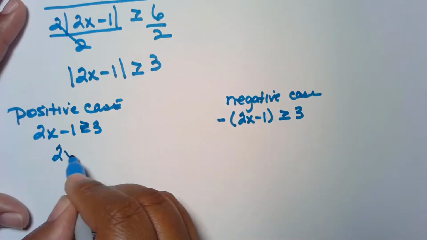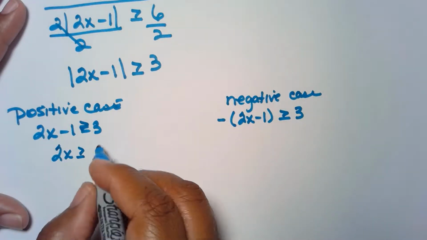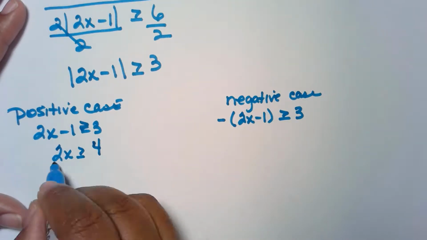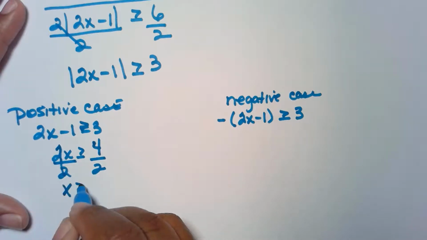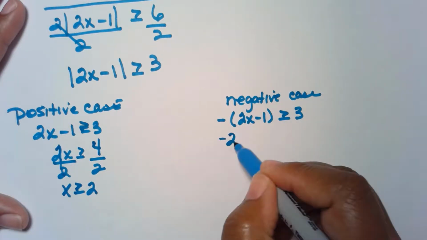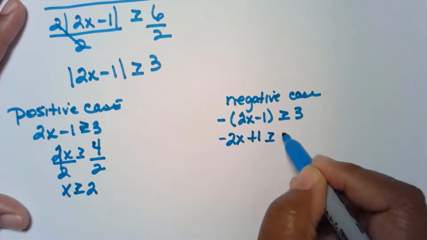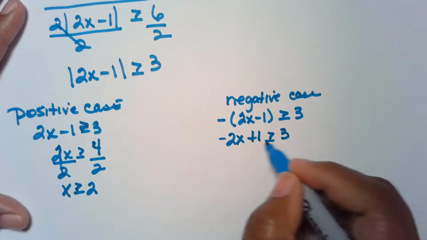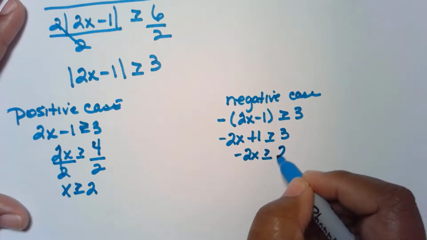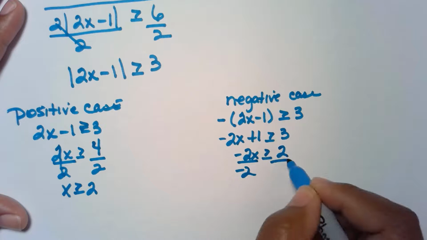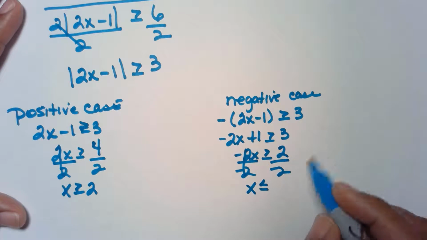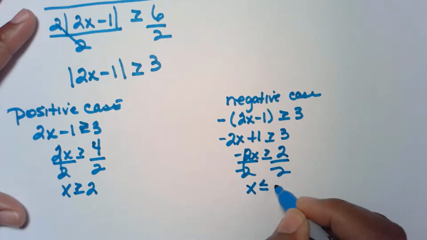Add 1 to both sides. We have 2x is greater than or equal to 4. Then we divide by 2. We have x is greater than or equal to 2. Next, let's distribute the negative. We have negative 2x plus 1 is greater than or equal to 3. We subtract 1 from both sides. That gives us negative 2x is greater than or equal to 2. Then we divide by negative 2, and we have x is less than or equal to, because when we divide by a negative number we reverse the inequality, negative 1.